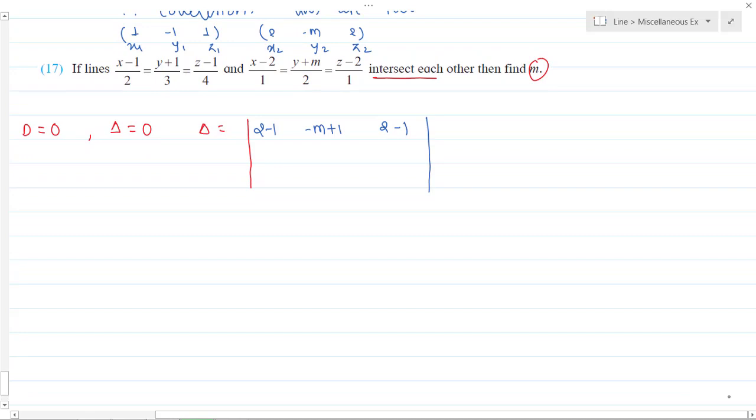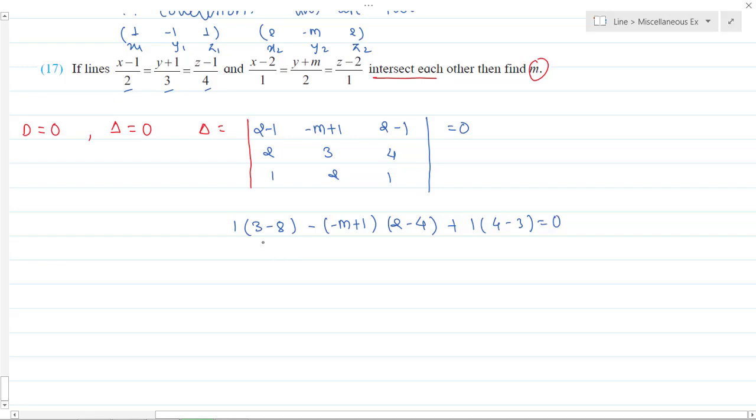As it is descriptive, the stepwise marks will be there. So we require L1, M1, N1. So this is L1, M1, N1. It is 2, 3, 4, and this is 1, 2, 1, 1, 2, 1. Okay, let's solve this determinant. Equate it to 0 as the lines are intersecting. So this becomes 1 into (3 minus 8) minus (minus m plus 1) into (2 minus 4) plus (2 minus 1, which is again 1) into (4 minus 3), which is equal to 0.